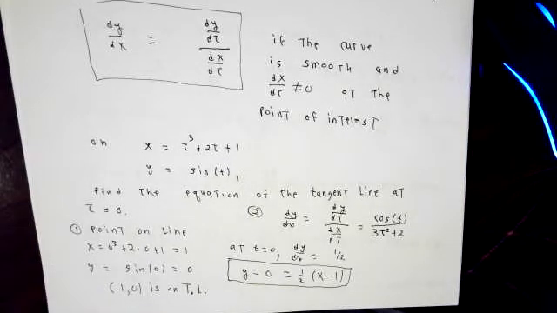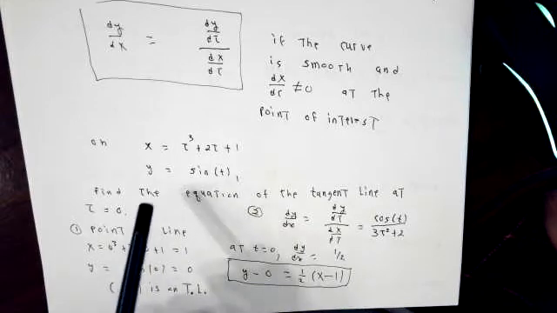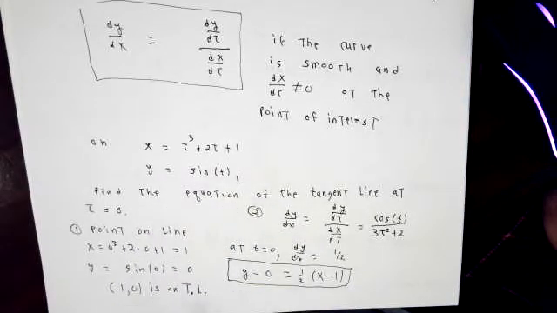So for example, let x be t cubed plus 2t plus 1, and y equals sine of t. I'd like to find the equation of the tangent line at the point on the graph that goes with t equals 0. Well, for one thing, I need to know the coordinates of the point on my graph. If t is 0, then x is obviously going to be 1, and sine of 0 is 0. So the point x equals 1, y equals 0 is a point of the tangent line that I'm interested in.